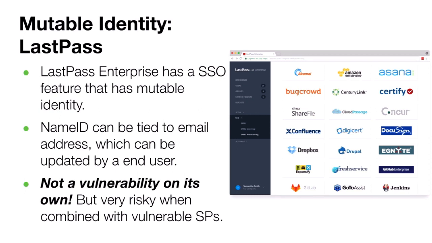So this allows the attacker to update their SSO name ID to any email address they can prove ownership for. In normal circumstances, this actually wouldn't be an issue, because an attacker wouldn't likely be able to prove ownership of a victim's email address. However, when combined with the comment truncation vulnerability, it becomes trivial to use mutable identity to target any user.